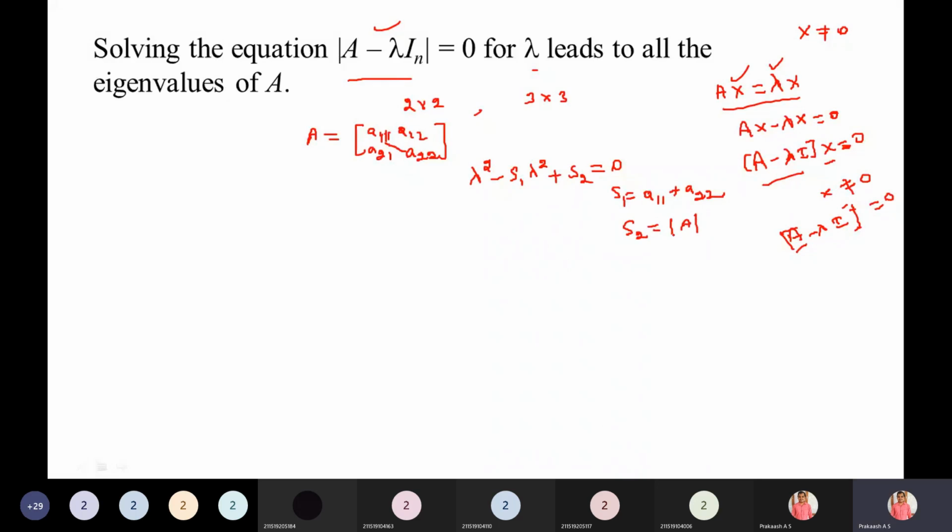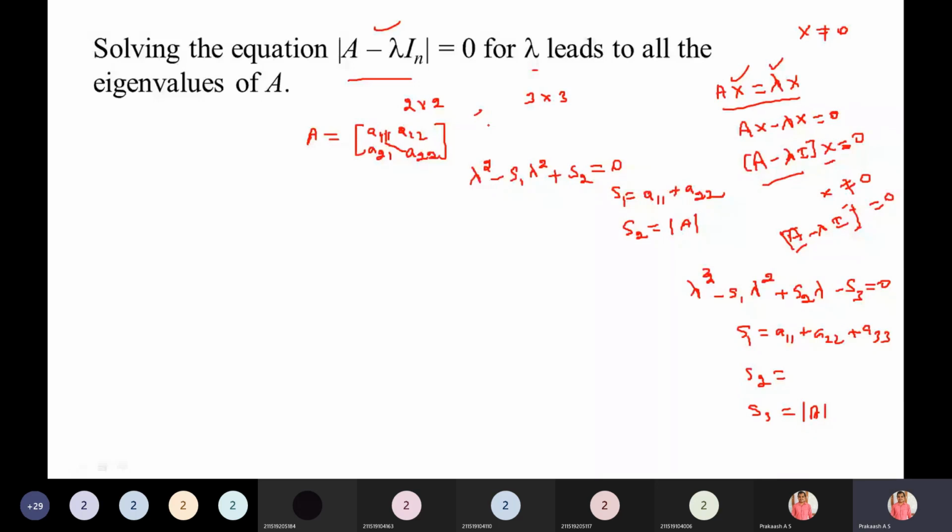And s2 is the determinant of A. Similarly, for a 3 by 3 matrix: lambda cube minus s1 lambda square plus s2 lambda minus s3 equal to 0, where s1 is the sum of the main diagonal elements, s2 is the sum of the minors of the main diagonal elements, and s3 is the determinant of A. If we substitute, we get a cubic equation in lambda, and by solving that we find the roots, which we call the eigenvalues of the given matrix.